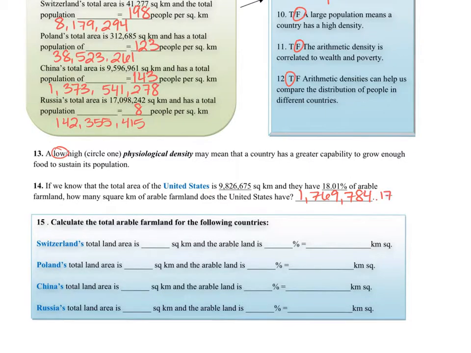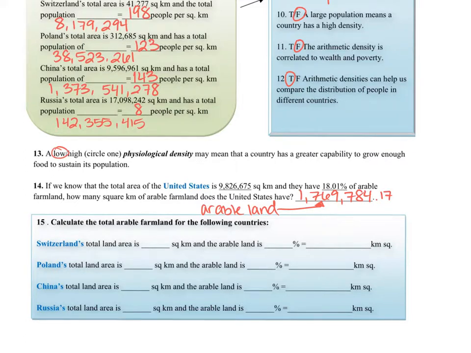1,769,784.17. We do decimals on this one. Okay, so that gave me 1,769,784.17. So that right there, that number, that is our arable land. Does that make sense how we got that number? We multiply.